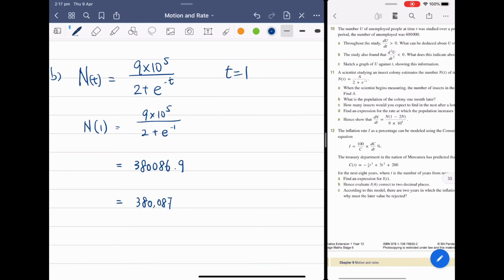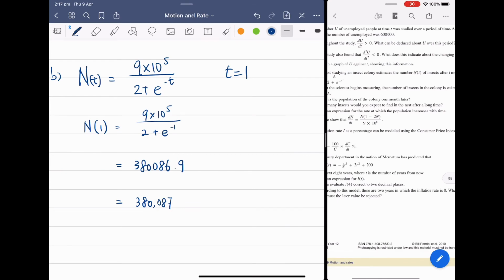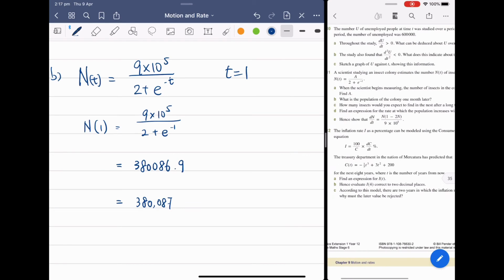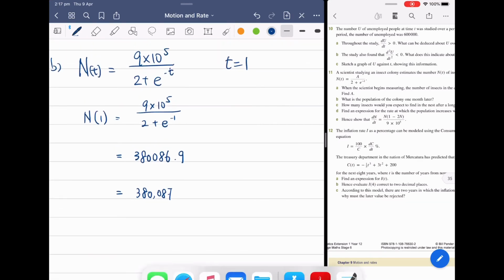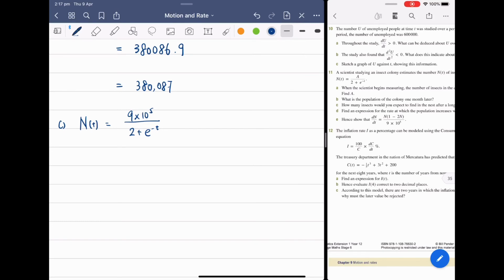Question C. How many insects would you expect to find in the nest after a long time? Now, here comes a very interesting question. After a long time. It didn't really say anything about a specific time. It just says after a long time. How do we do that? They ask us to find the number of insects after a long time. What does that mean? Whenever the question says long time, or when the time becomes unlimited, or infinite, that just means when t approaches infinity. So basically you're just using a limit.